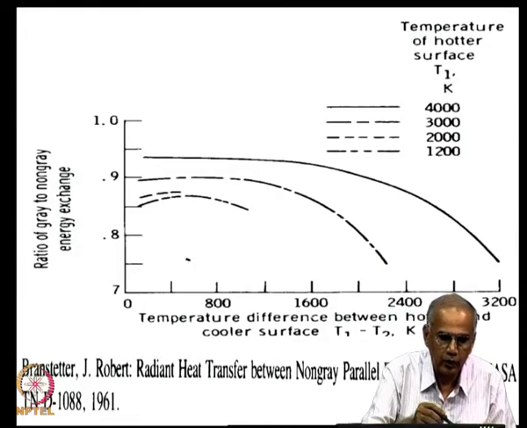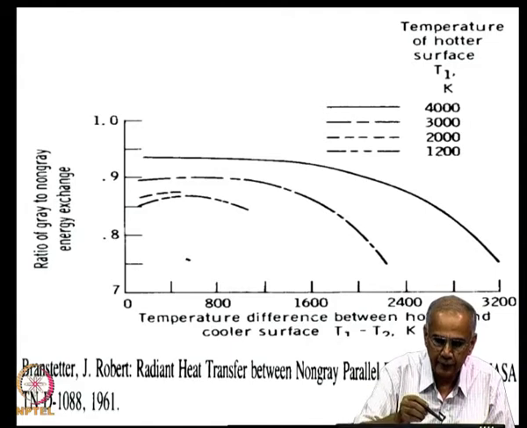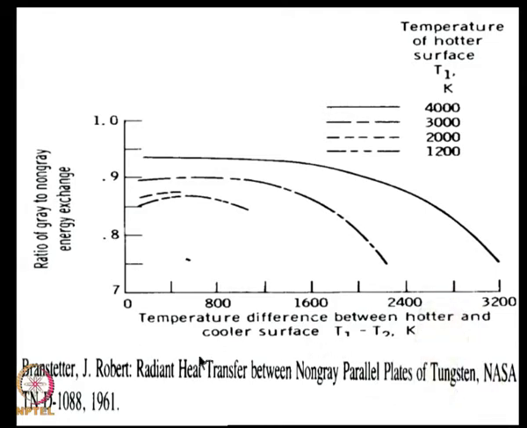So what we want to do now is to look at the result. Notice that the x axis is the temperature difference between plate 1 and plate 2. If the temperature difference is less than 1600 degrees Kelvin, then the ratio of gray to non-gray is approximately constant. This is a useful result to have, which means I can make a rough calculation of the heat transfer assuming gray and multiply by a correction factor here, because if you assume it is gray, you will overestimate.